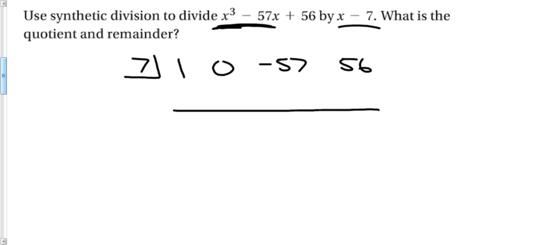So the hardest part about this is to realize that any missing coefficients, you need to put a 0. Okay? So bring down the 1. Multiply. Add. Multiply. Add gives me a -8. Multiply gives me a positive 56, which leaves me with a remainder of 0. And I usually draw that little line to separate the remainder so I can see it clearly.